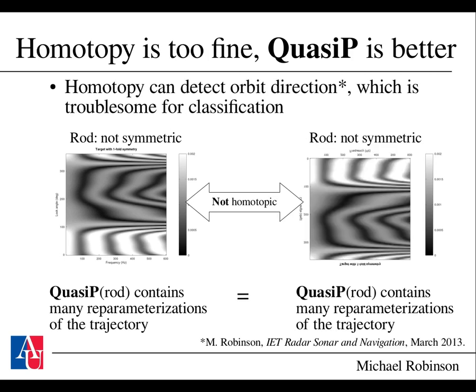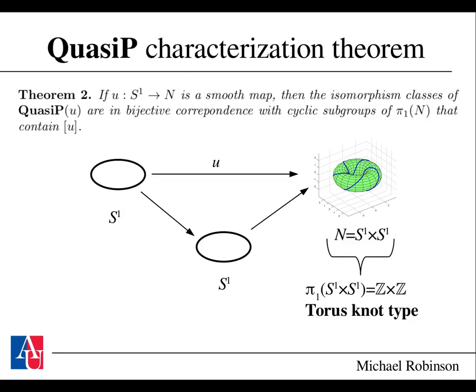Now, on the other hand, homotopy can detect things you don't want to see. So in particular, homotopy will detect the direction around the target you've orbited. Of course, you don't really necessarily care what that is. And the homotopy of those two will be different. It detects direction. It's a sign change. On the other hand, the categories are untouched. So that's pretty decent.